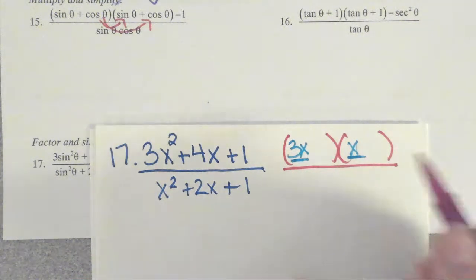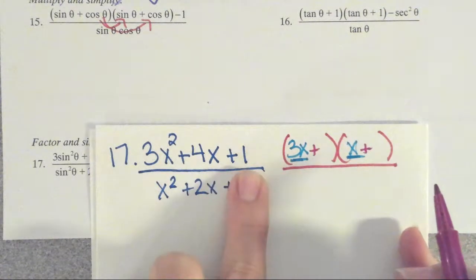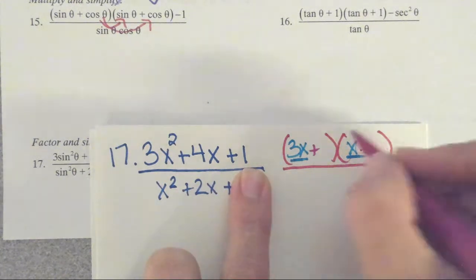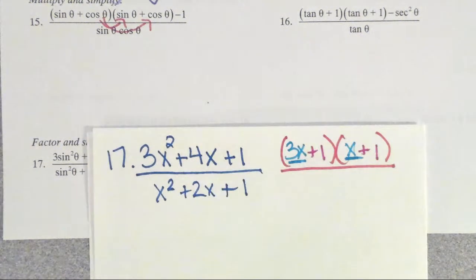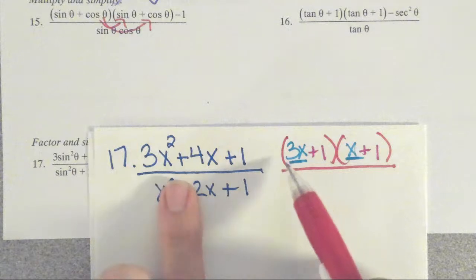The next thing I know is when I multiply these last two numbers at the back, they have to multiply together to give me a 1. Well, the only way to get a 1 is a 1 times a 1. And then all you have to do now is check, and you're going to check by FOILing. So I'm going to do a little check in my head here.